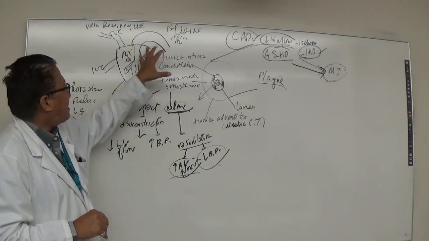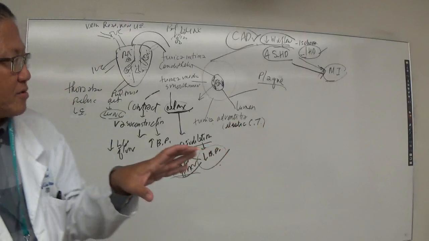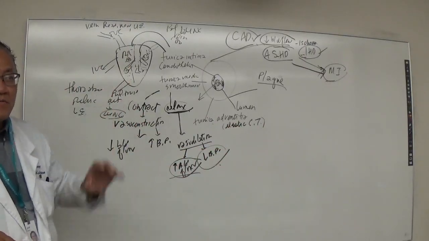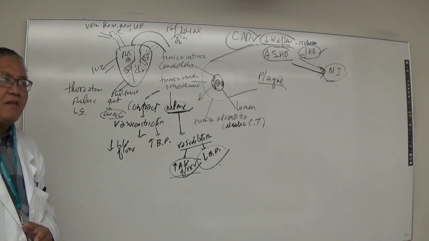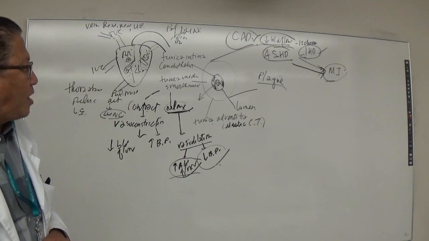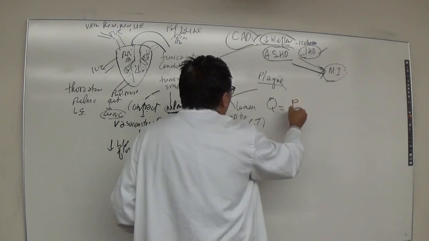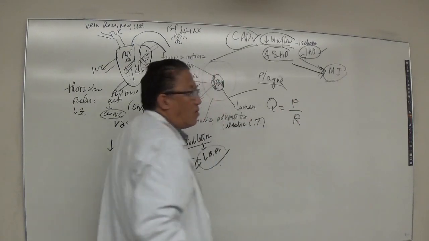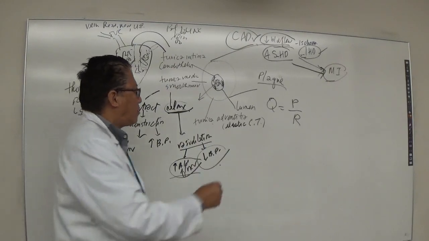Now, going back to this. So, the idea, therefore, is whenever there is atherosclerosis, it can affect any part of the body, right? Okay? Now, there is a formula here in your book that talks about blood flow, right? It is Q equals P over R. Okay, what does Q represent? Blood flow. What about the P?